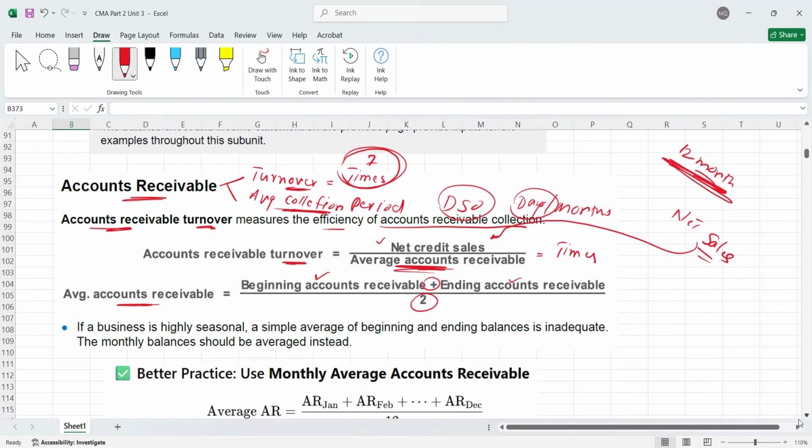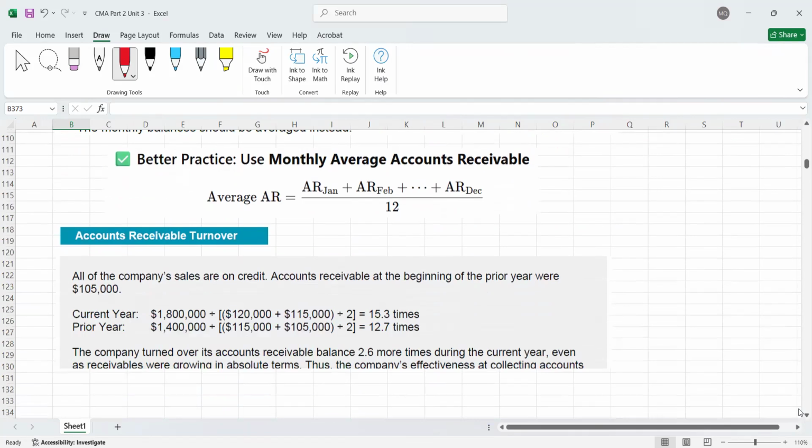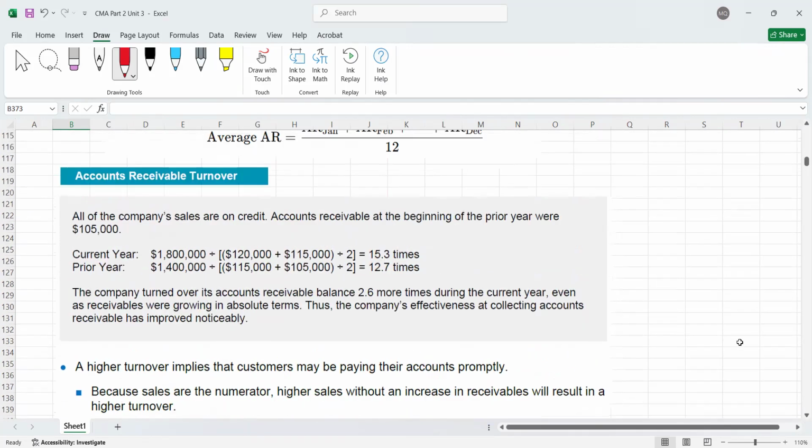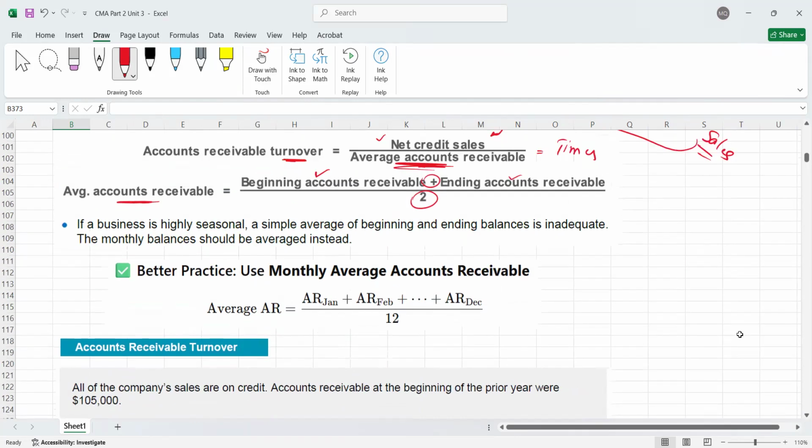Now, this is also a really important point. Sometimes we might have a seasonal business. Seasonal means that in season your receivable balance goes up, and out of season your receivable balance goes down. It's zigzag in a year, so a seasonal effect is there. In that scenario, we are not required to calculate the average of beginning receivables at the start of the year and ending receivables at the end of the year. Monthly balances should be averaged if your business is seasonal.